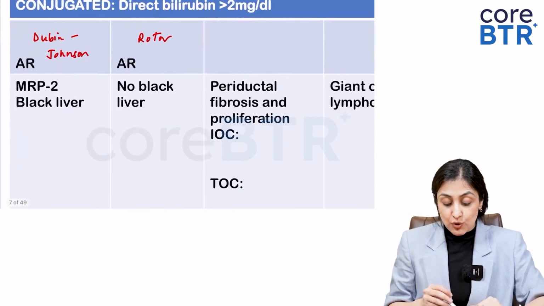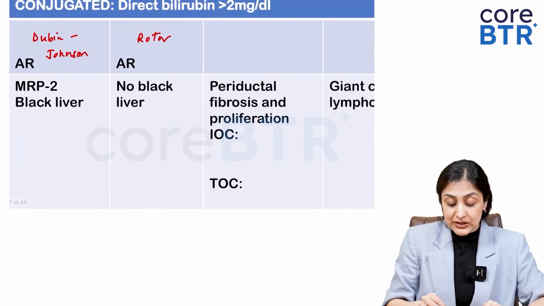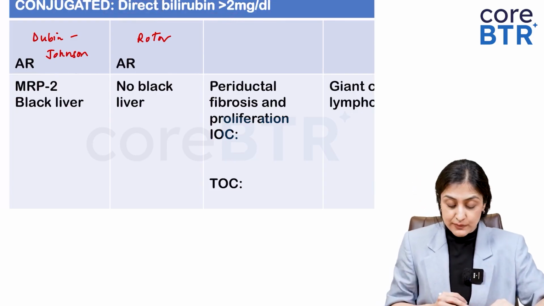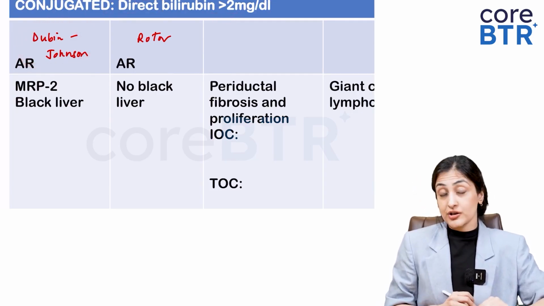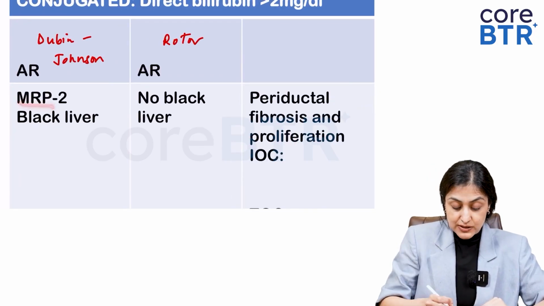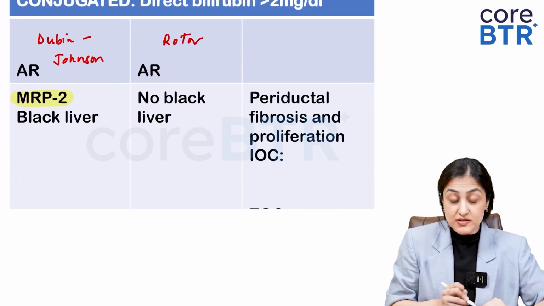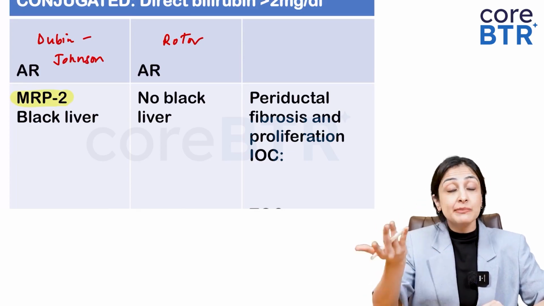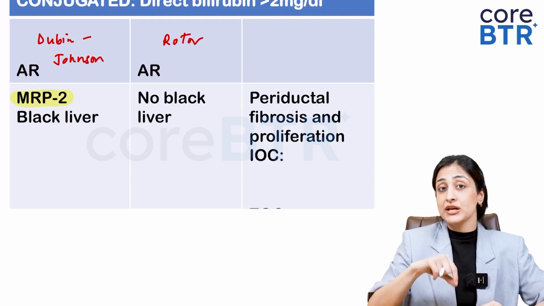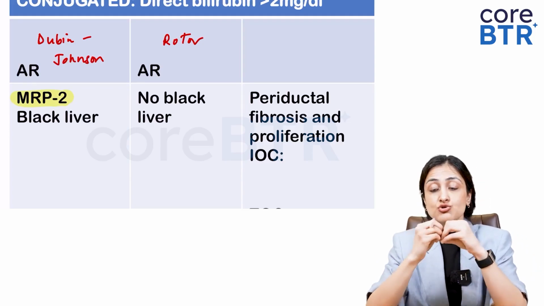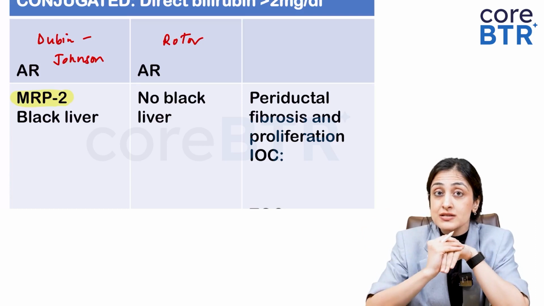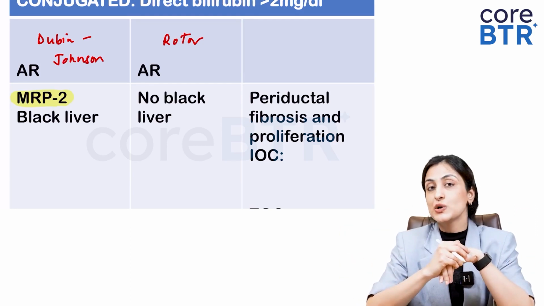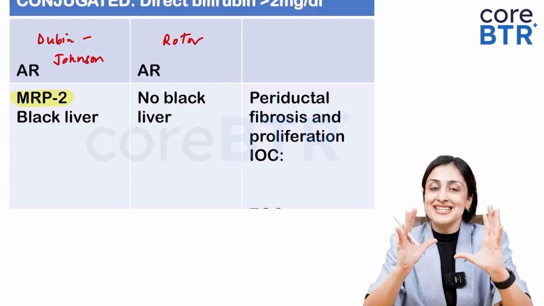Going to DJS and Rotor, conjugated hyperbilirubinemia, where direct is higher, more than 1 is always pathological, or more than 2 is abnormal, right? So DJ, Rotor. How to distinguish in both of these? The problem is in this multi-drug resistance protein. Remember in CVS we had learned verapamil, ATP binding cassette and all. So same thing. This is the channel which is used for efflux of various drugs, and this is the channel through which the hepatocytes do efflux of bilirubin. So because they are not able to, there is cholestasis.